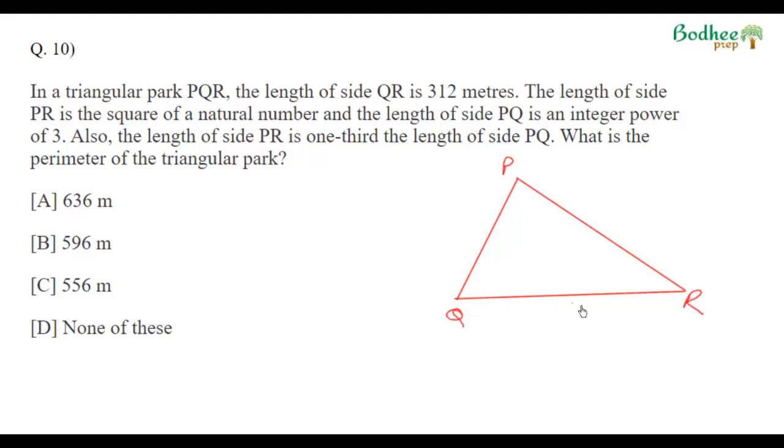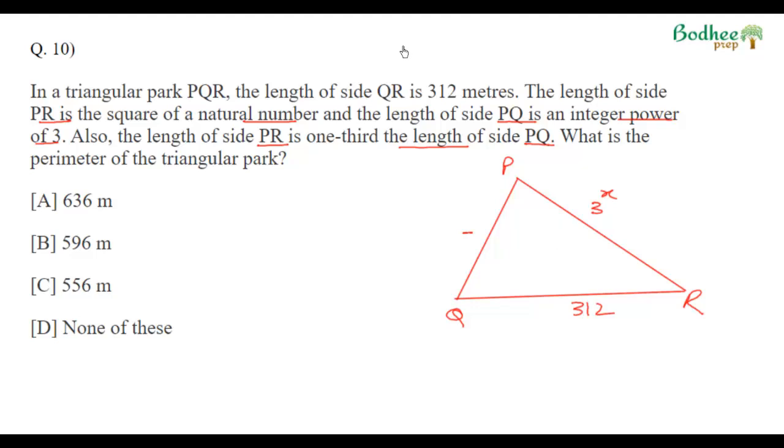So QR, this length is known to us. The length of the side PR is the square of a natural number, and the length of PQ is an integral power of 3. So let us assume it to be 3 to the power x, correct? And this is the square of some natural number. Also, it says that the length of PR is 1/3 the length of PQ, correct?